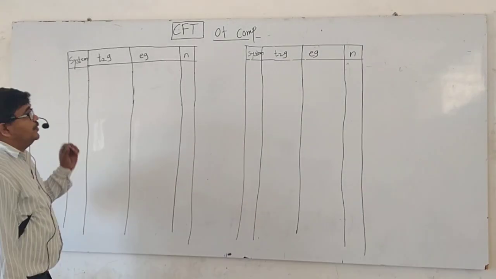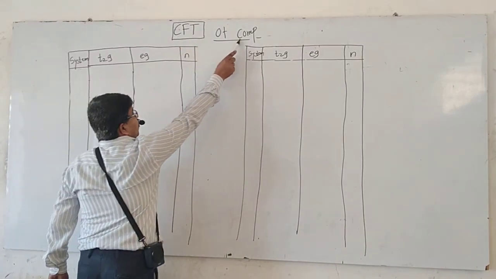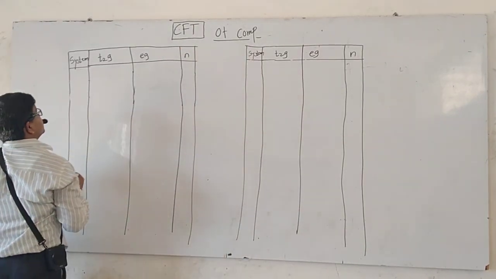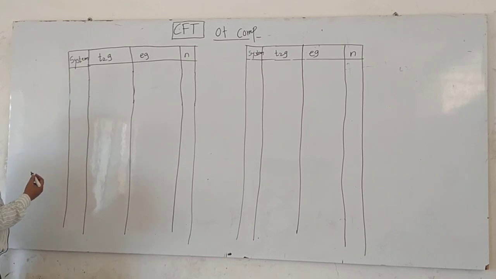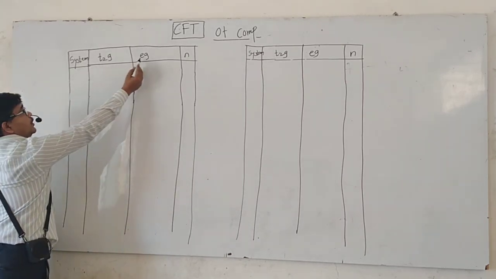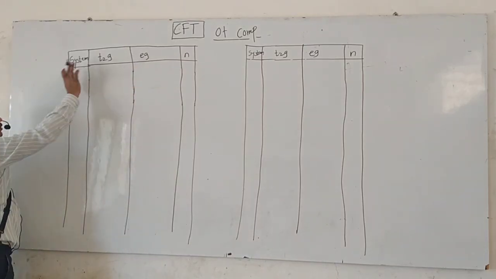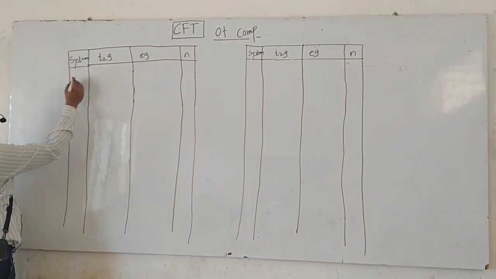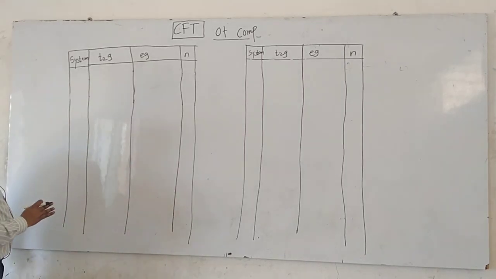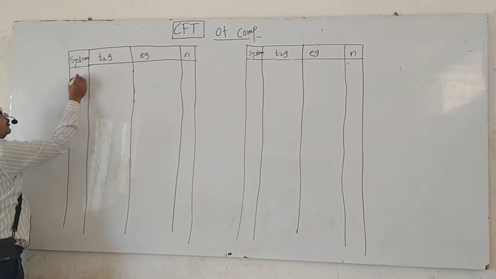In today's session, we are going to discuss CFT for octahedral complexes. Now, we are going to write electronic configuration with respect to T2G and EG for D1 to D10 system. So, you have to make these four columns. In first column, we will write system.